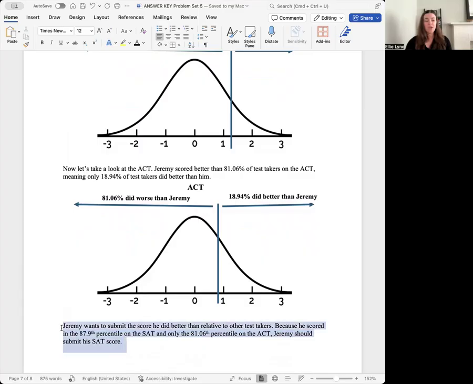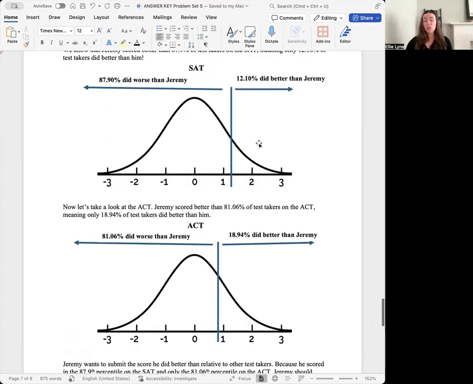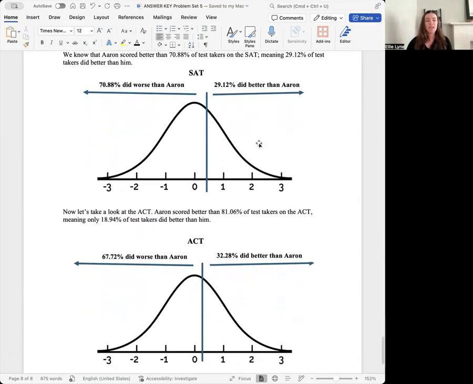So for Jeremy, you can also relate this in terms of percentiles. We haven't exactly covered that, but it's a pretty similar and analogous term to percentages. So another way to interpret this is that Jeremy wants to submit the score he did better on relative to other test takers. And because he scored in the 87.9 percentile on the SAT and only the 81.06 percentile on the ACT, Jeremy should submit his SAT score. So again, if it's visually easier for you to interpret these different percentages along the normal curve like this, go ahead and do so.